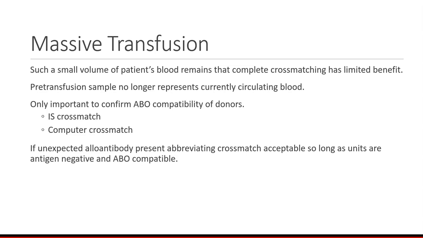And computer cross-match. If you have a system that has been validated to do computer cross-matching, then the computer will find your donors for you. If an unexpected alloantibody is present, abbreviating the cross-match is still acceptable so long as the units are antigen negative and ABO compatible.